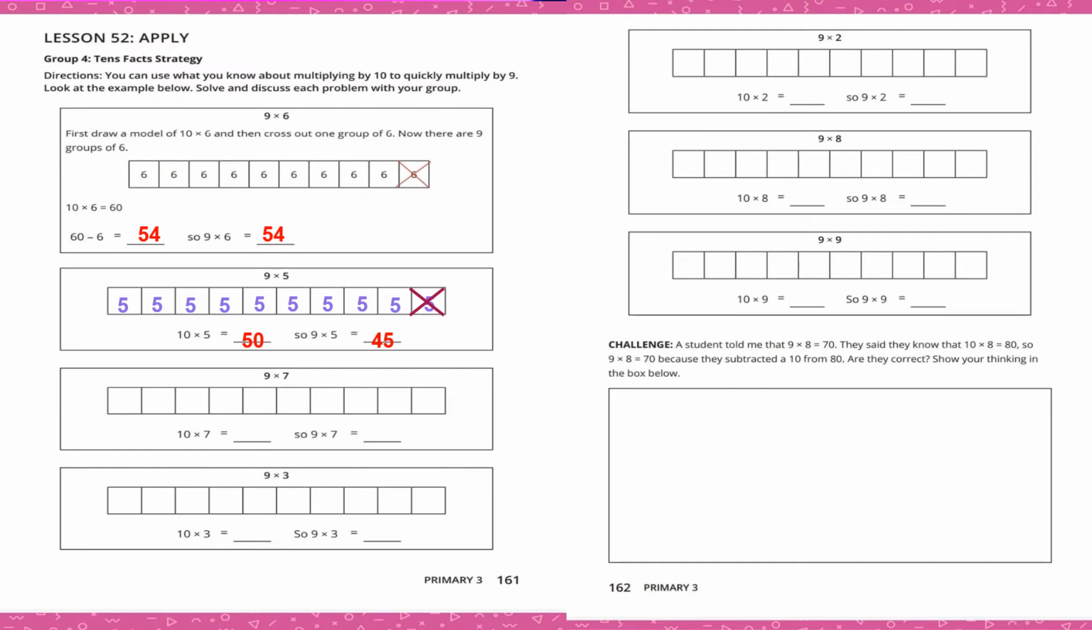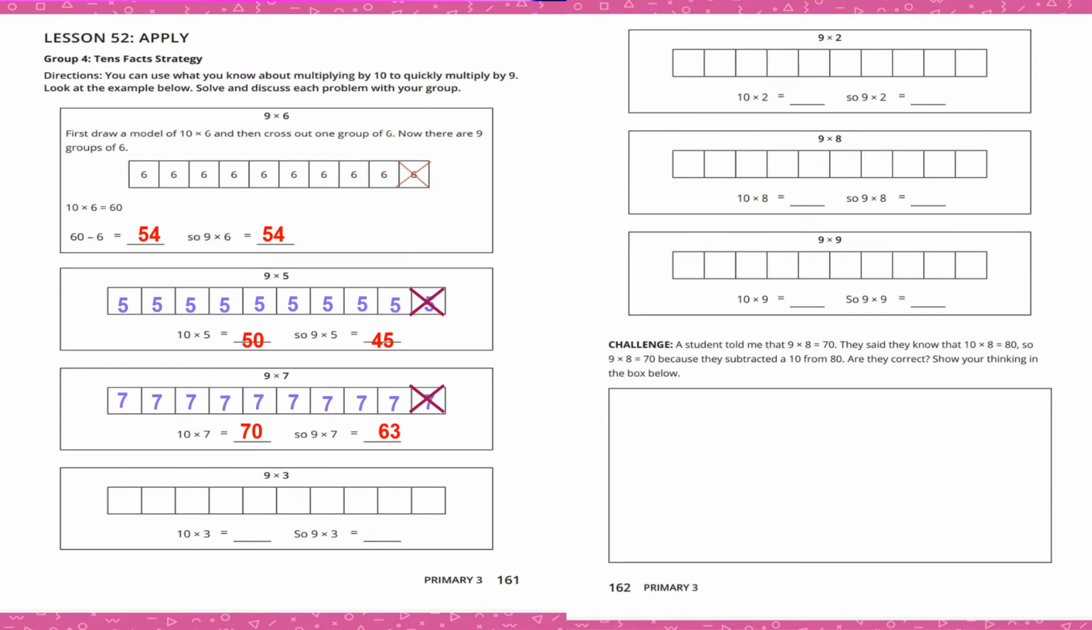9 times 7. We will get 9 times 7 from table 10. 10 times 7 equals 70 and make minus 7 to get the result like this. Cancel 1 seven or make minus 7. 70 minus 7 equals 63.